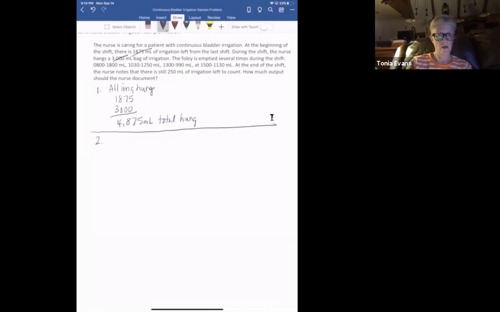Okay, step 2. We want to know how much is left over. So we have 4,875 total minus 250 left. That leaves us with 4,625 total irrigation that's actually infused.